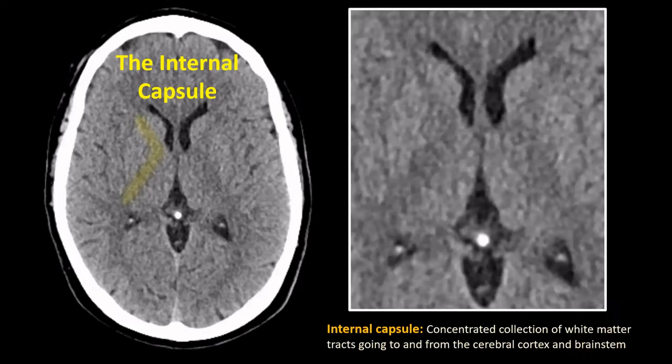If I magnify this a bit, you can see that the internal capsule has two components. It has a posterior limb located between the lentiform nucleus and the thalamus, and it has an anterior limb located between the head of the caudate nucleus and the lentiform nucleus. And the point where they meet is called the genu, or the knee of the internal capsule.